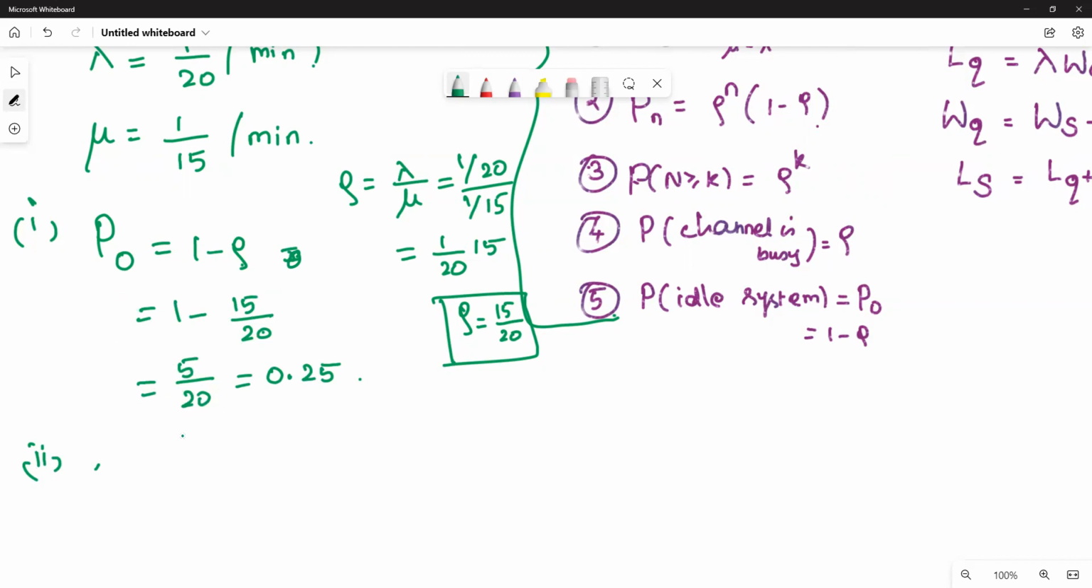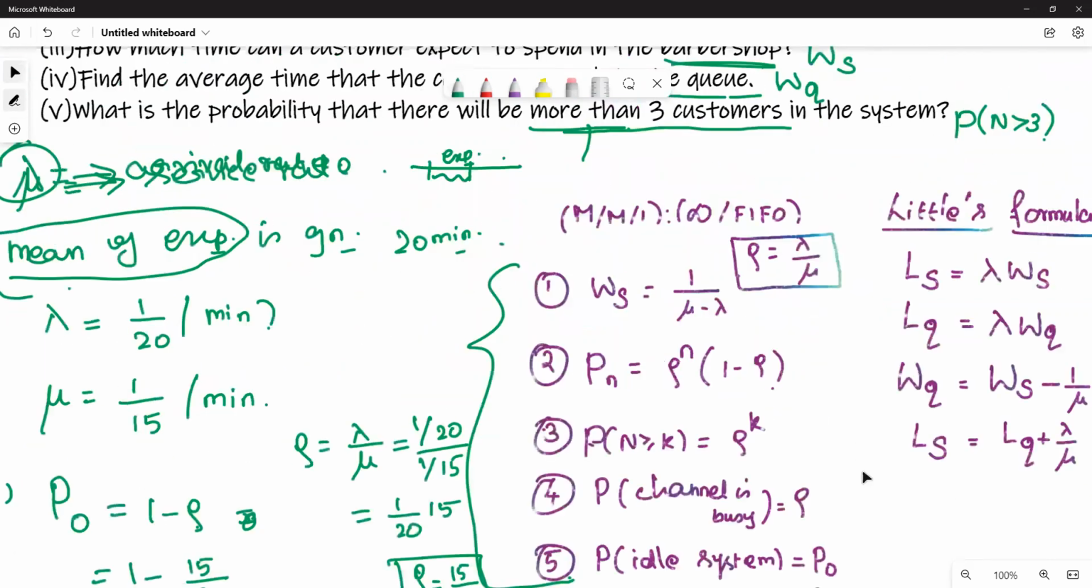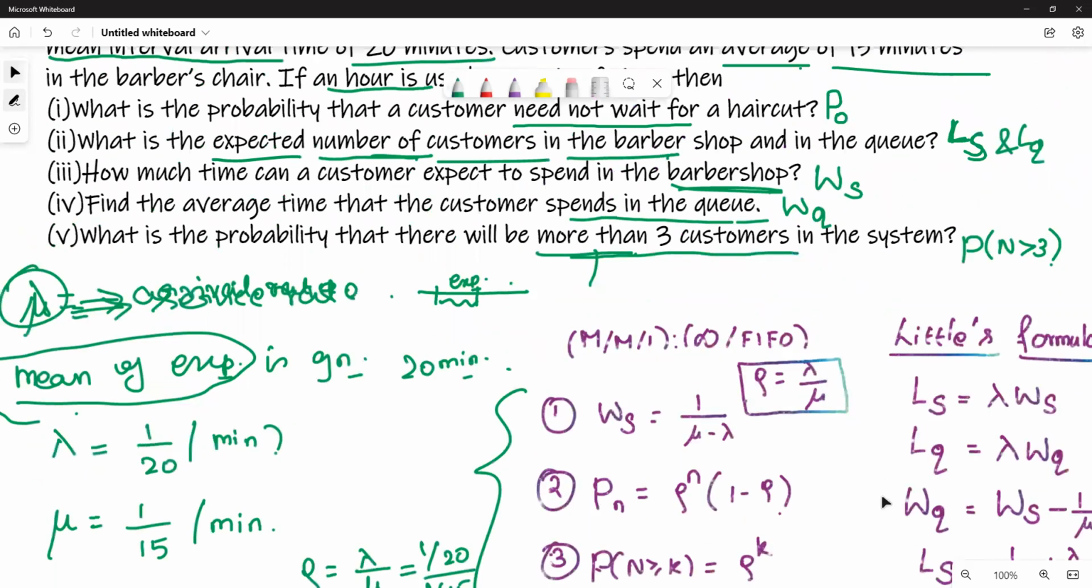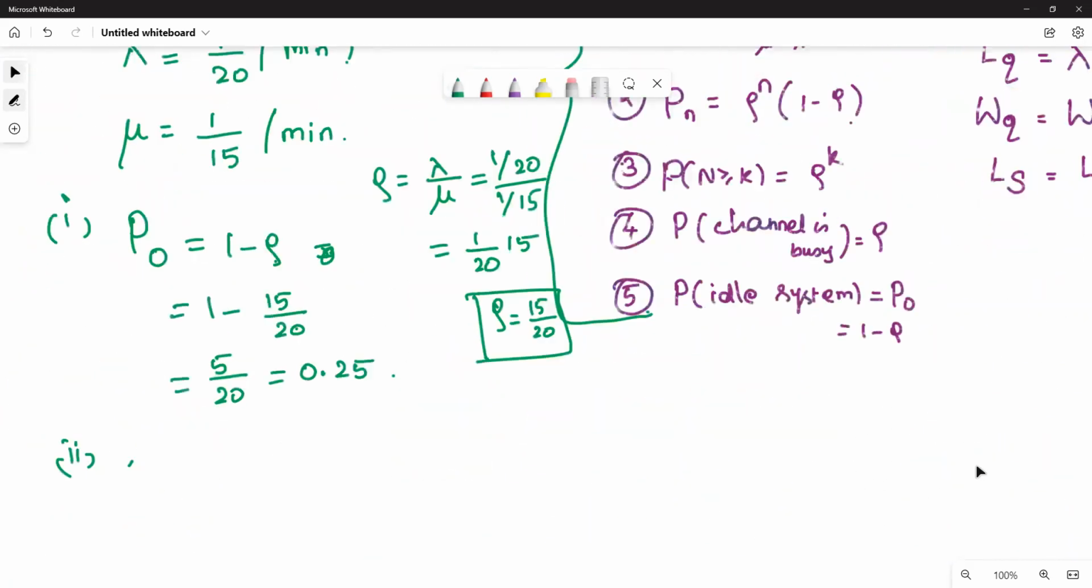Okay. Next, second subdivision, we have to find the expected number of customers in the barber shop as well as in the queue. Whenever we get into Little's formula, that is finding WS, WQ, LS, LQ, all those we have to find, no? That is what is asked. LS, LQ, WS, WQ, one by one we have to find. In model 1, I already told you it is enough to memorize WS. The remaining we'll get from Little's formula.